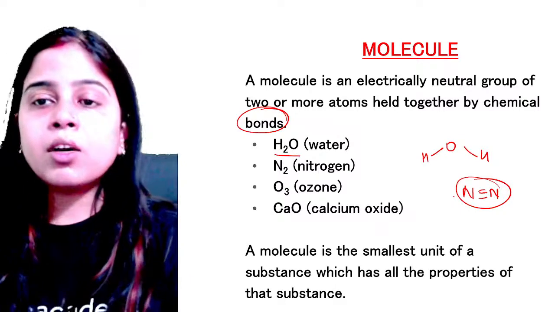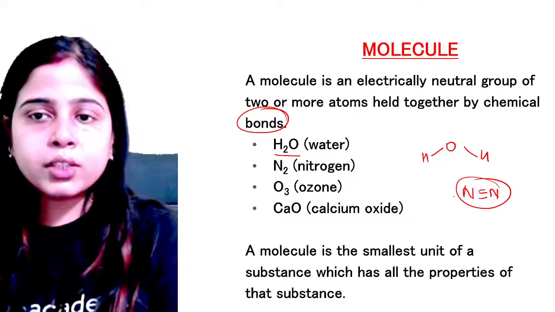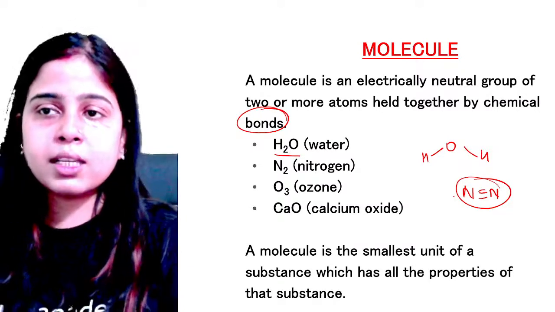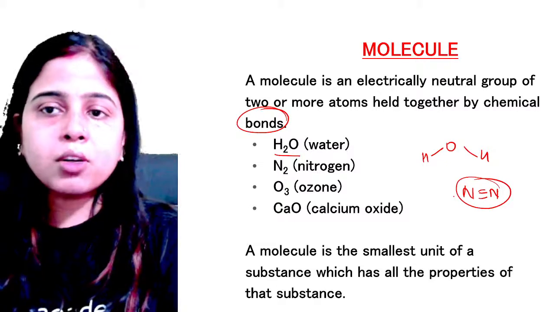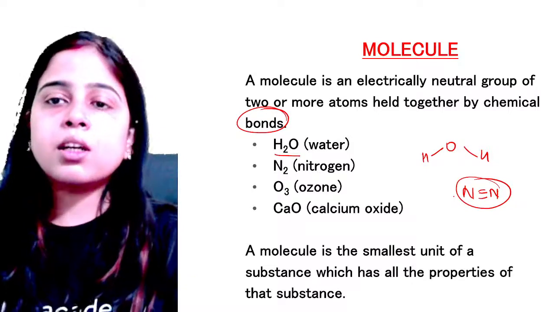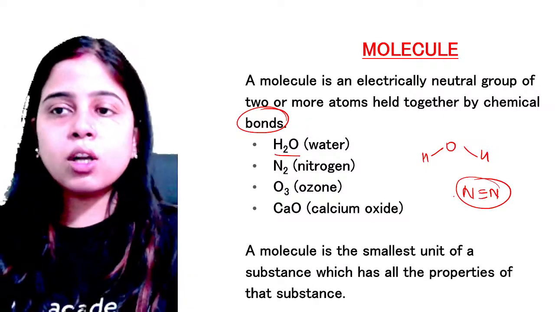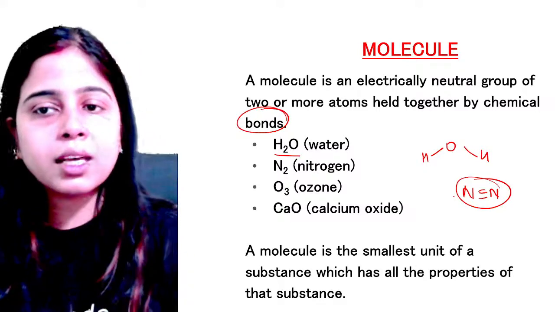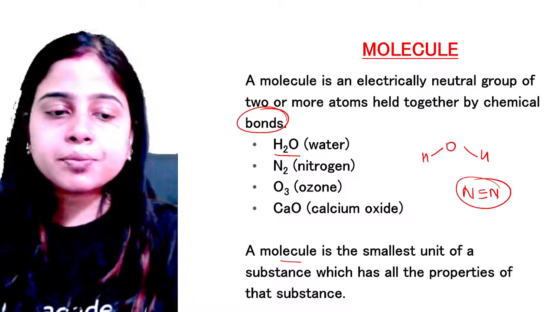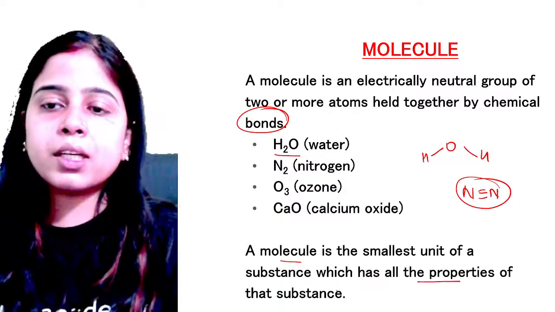Ozone is also a molecule of oxygen. Calcium oxide is a molecule where calcium is combining with oxygen. So this is basically a neutral group. Why are we calling it a neutral group? Because this group does not contain any charges. They are chargeless, or you can say neutral in nature. All molecules are neutral in nature because they have all their charges balanced. So a molecule is basically the smallest unit of a substance, where it has all the properties of that substance.